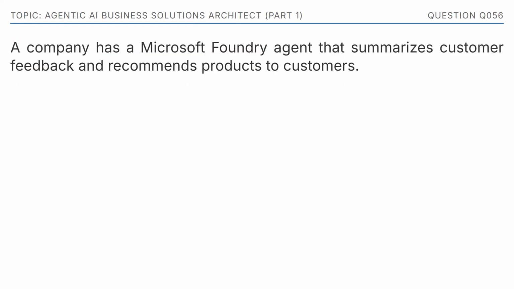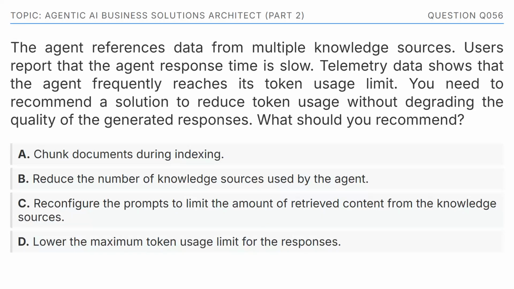A company has a Microsoft Foundry agent that summarizes customer feedback and recommends products to customers. The agent references data from multiple knowledge sources. Users report that the agent response time is slow. Telemetry data shows that the agent frequently reaches its token usage limit. You need to recommend a solution to reduce token usage without degrading the quality of the generated responses.